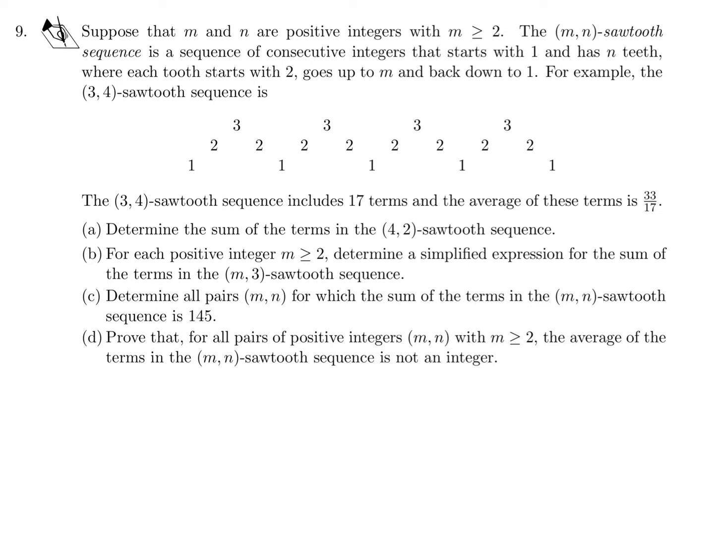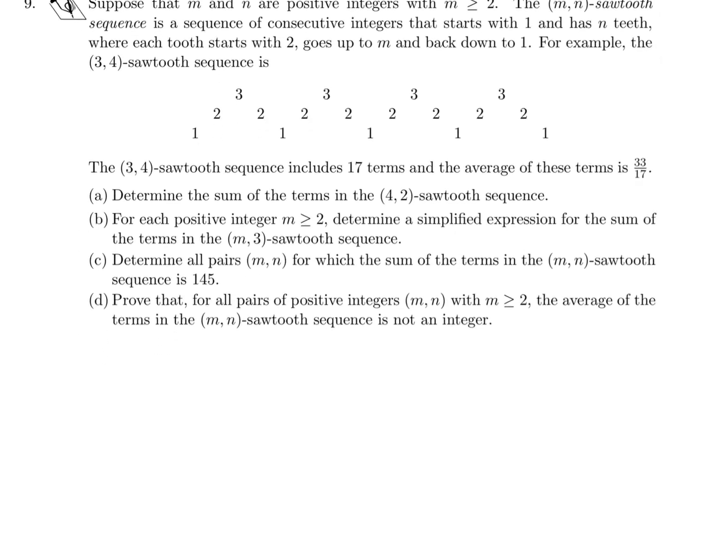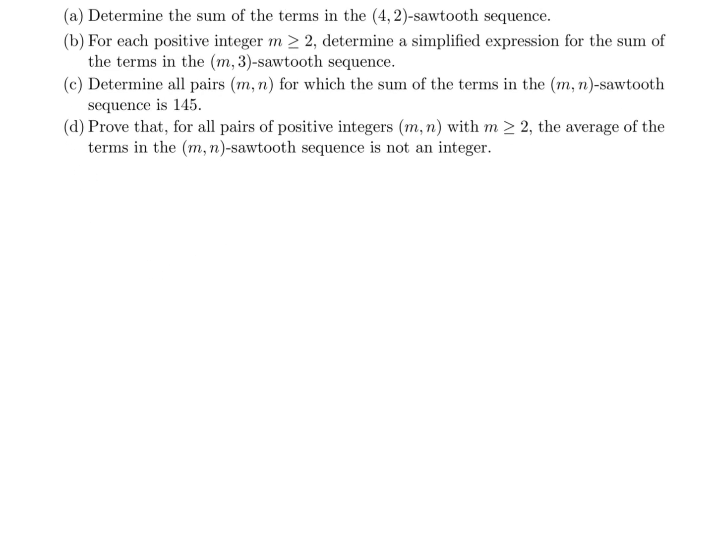Part A, determine the sum of the terms in the 4-2 sawtooth sequence. Well, remember, the second number represents the number of teeth. So there's only 2 teeth here. So we're going 1, 2, 3, up to 4, and back down again. And then another tooth, 1, 2, 3, 4, and back down again. So that's how you would draw it, right?